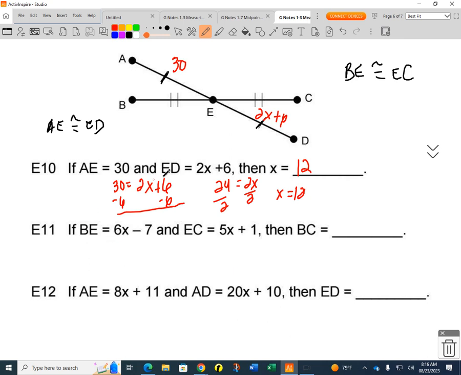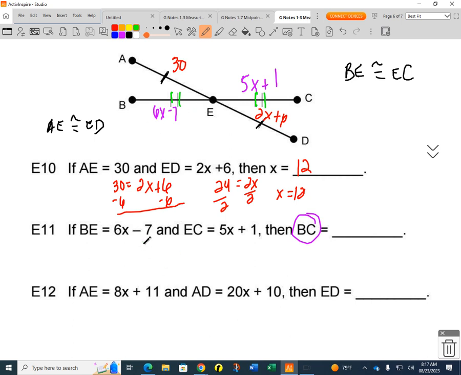All right, so now we're going to look at the other segment, BE, 6x minus 7, EC, 5x plus 1. Now here they ask us to find the length of BC. We don't have a numerical value for either of those segments that are congruent. But we do know that they're congruent because they have the 2 marks there. So now we know whatever that measure is, they're equal. So now we can use an equation to find the value of x, and then use x to find the value of either segment.